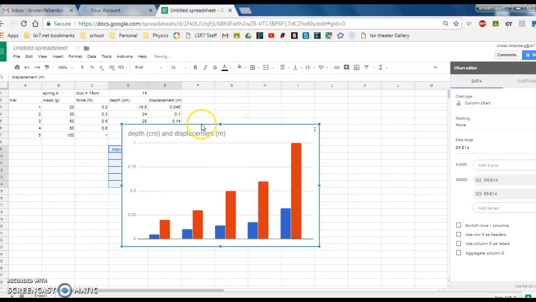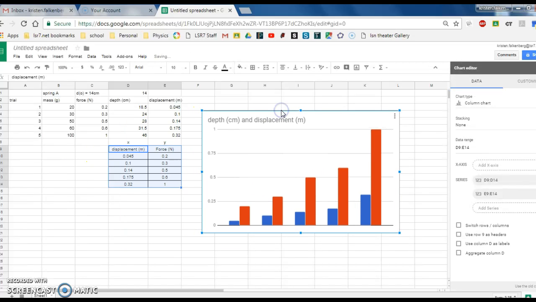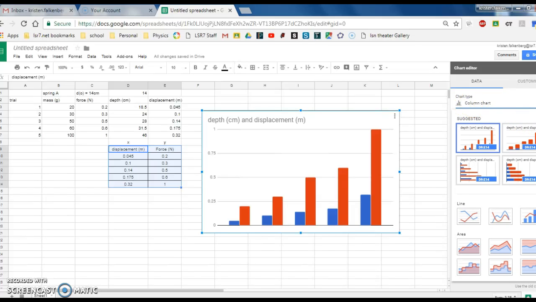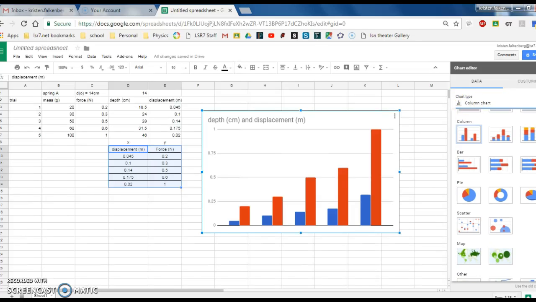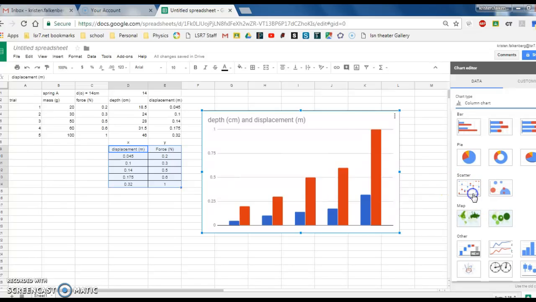Now I'm going to move that out of the way. There's a couple of things that I'm like, that's not right. I look at the title, and I'm going to figure out how to change it, and I don't want a bar graph. So I'm going to go over here. If you can see, under data there's a column chart type, and I'm going to change it to a scatter plot, which is down here.